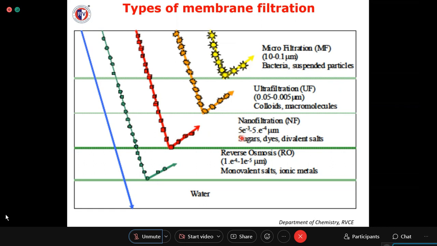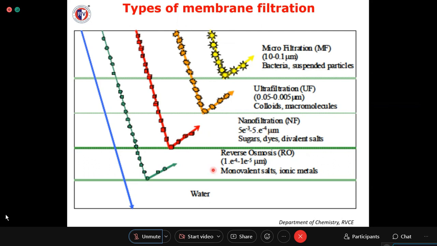Here you can filter the particles of sizes 5 into 10 to the power of minus 3 to 5 into 10 to the power of minus 4 micrometer. Okay. So for example, sugars, dyes, divalent salts, all these things you can filter from this nanofiltration membrane. But these cannot be filtered by using the other two membranes above, right? Through the above two membranes, these particles like sugar, dyes, and divalent salts will pass through. Okay, so it is possible only by using nanofiltration membrane.